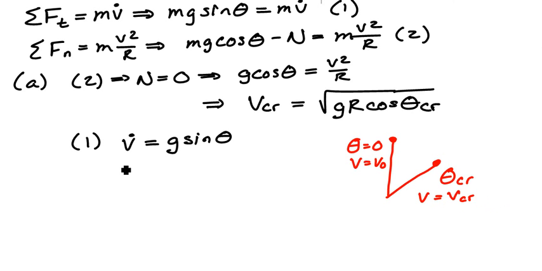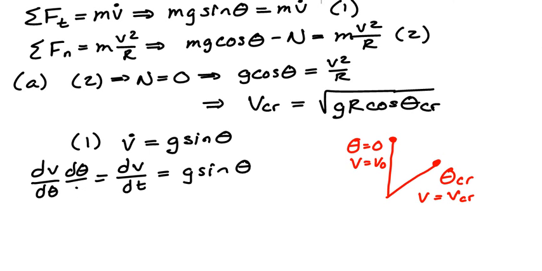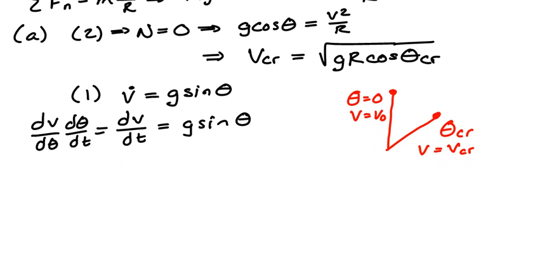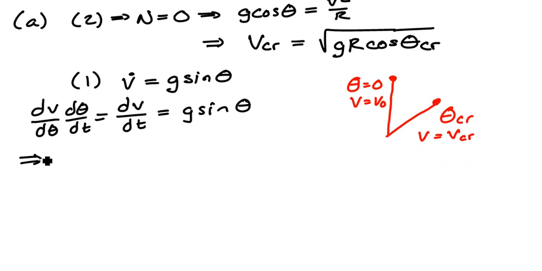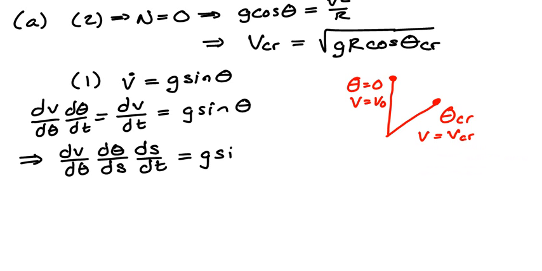To help us do that, I'm going to start by noting that v dot can be expressed as dv dt, and that's going to equal g times the sine of the angle theta. I want to introduce the angle theta, so I could rewrite this as dv d theta times d theta dt. But I don't want any time dependence in here, so I'll expand it even further and write dv d theta times d theta ds times ds dt, and that has to equal g times the sine of theta.